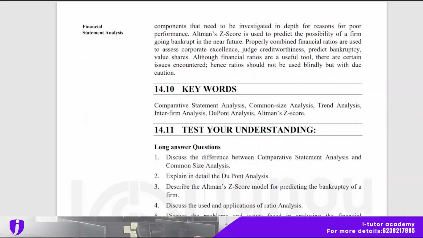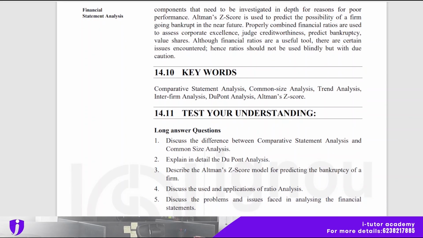And keywords are there from this unit, and test your understanding, that means long answer questions. First one is discuss the difference between comparative statement analysis and common size analysis. We already discussed. And explain in detail the DuPont analysis. Describe the Altman's Z-score model for predicting the bankruptcy of a firm, and discuss the uses and the application of ratio analysis. Discuss the problems and issues faced in analyzing the financial statement. These are the questions from this unit. Try to answer these. It will help you for your term-end examination.